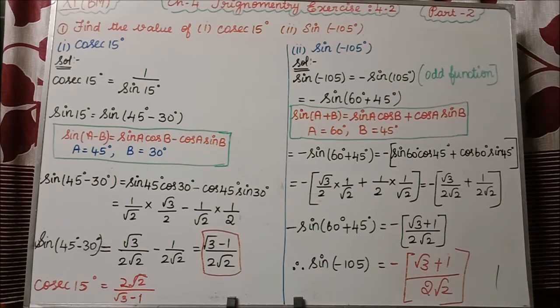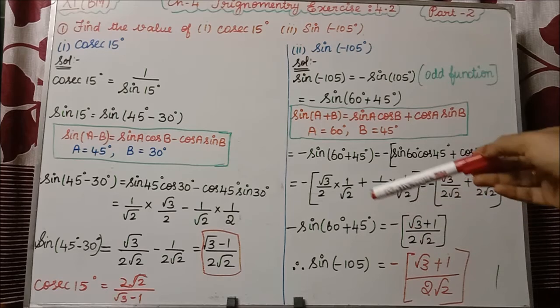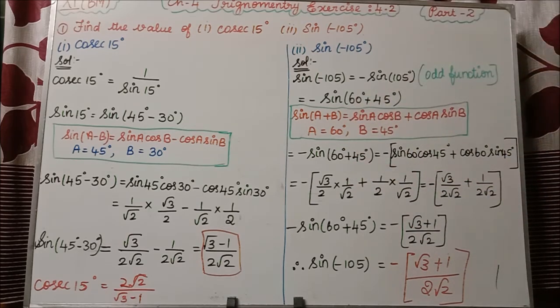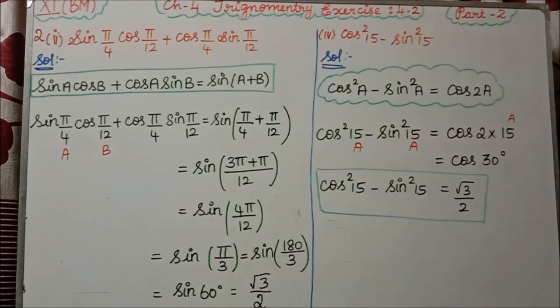Clear, all of you, the first subdivision and second subdivision? You have to be thorough in the tabular values. Then it will be very easy for you. Clear, students? Students, in exercise 4.2, this is the second question. In the second question, we have 4 subdivisions. I am doing the second subdivision.